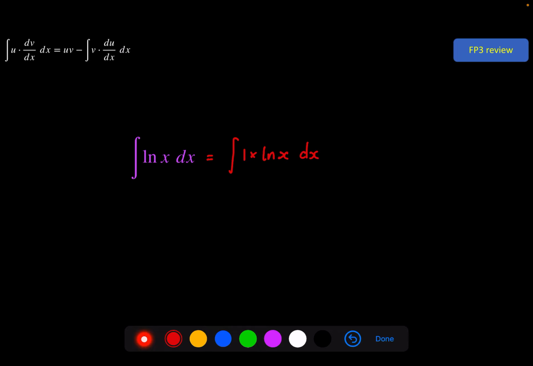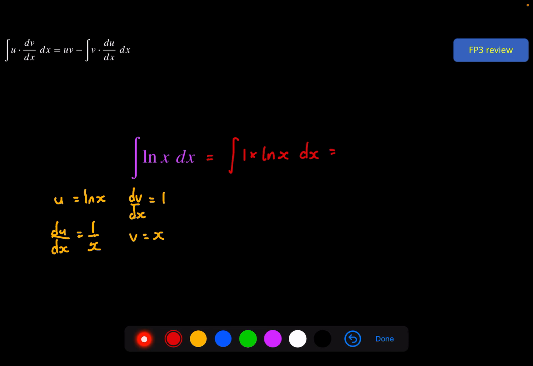And then to integrate this by parts, we can choose the log of x to be our u in the formula, and dv by dx to be just a 1. So when you integrate that, you get x, and when you differentiate this one, we get 1 over x, and then we apply the formula.